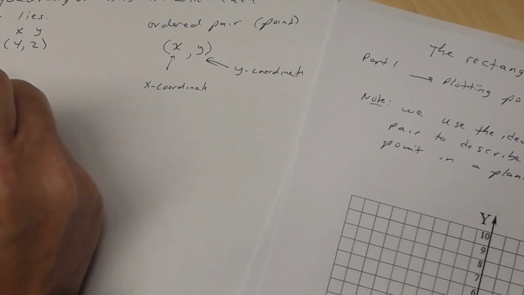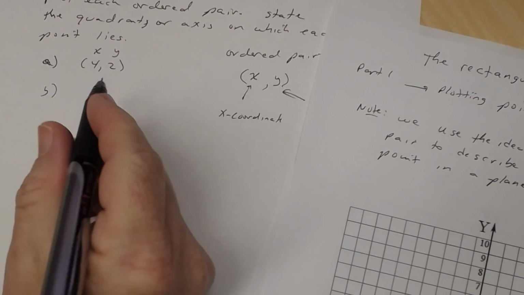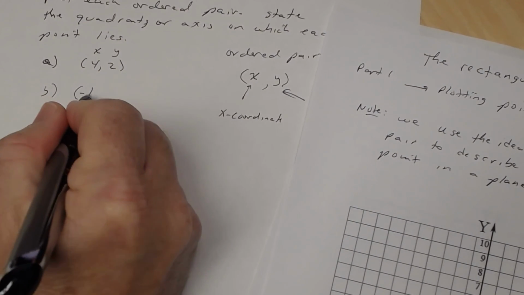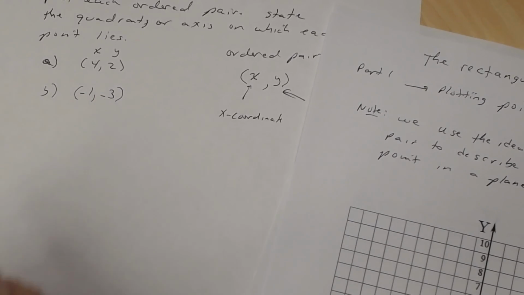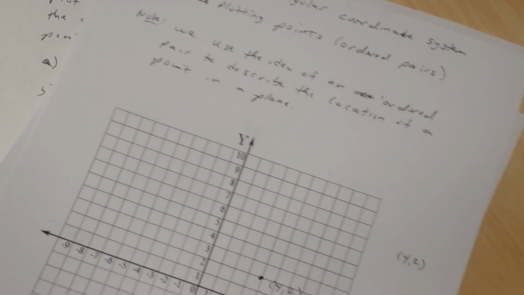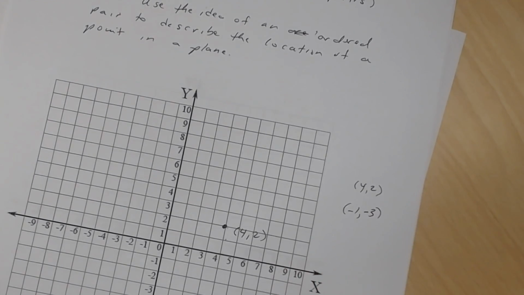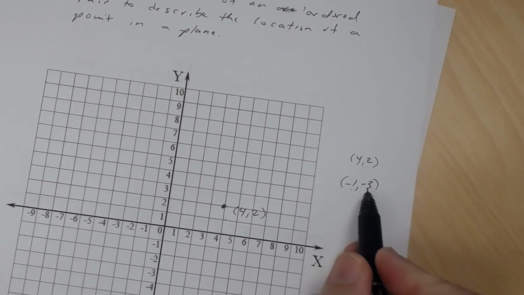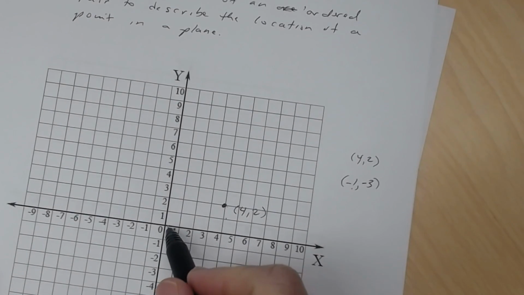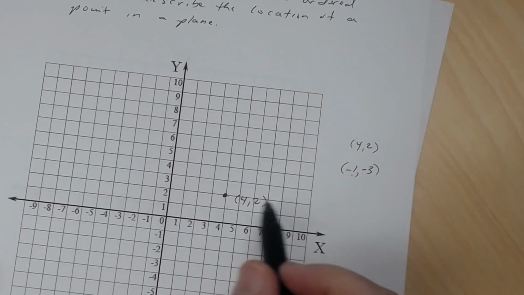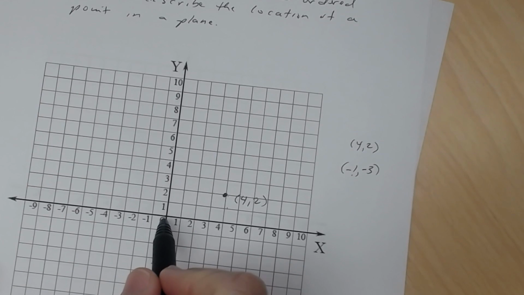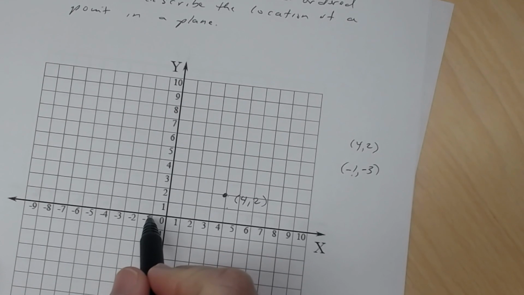All right, for B, suppose we had -1, -3. Again, we're plotting the ordered pair -1, -3. Remember, this is your x-coordinate, this is your y-coordinate. Always start at the origin. Since the x-coordinate is negative, I'm going to go to the left 1 unit. So here's -1, right here. I went to the left 1 unit.